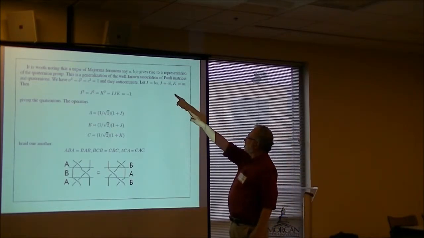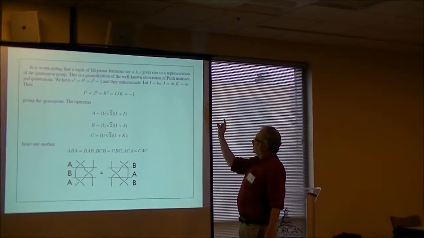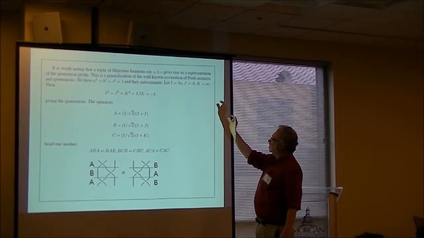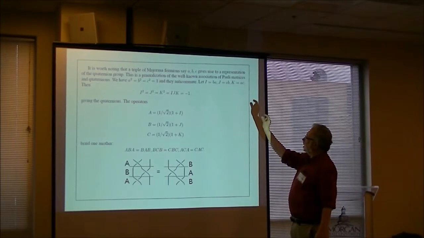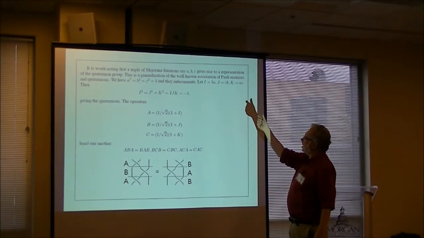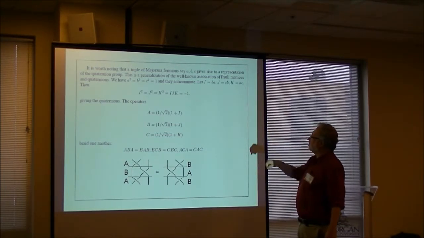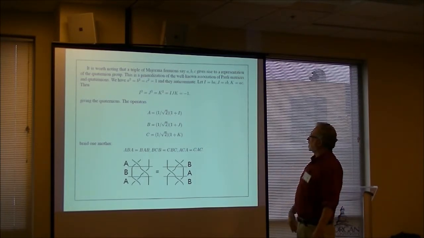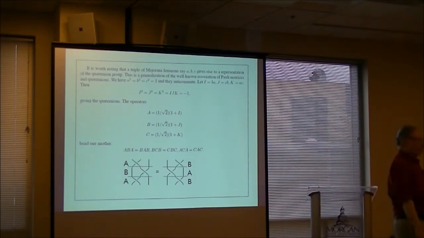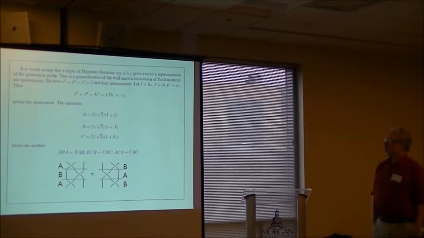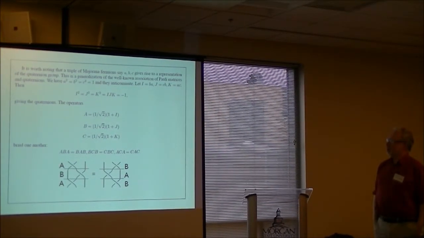Take BA times CB. Well, A and C anti-commute, so I have to bring B past C, and that causes a sign change. And then I take B past A, and it causes another sign change, two sign changes. So BACB is BBAC, but BB is 1, so I get AC, which is k. So ij is k. You get the quaternions out of the Majoranas, out of the Clifford.